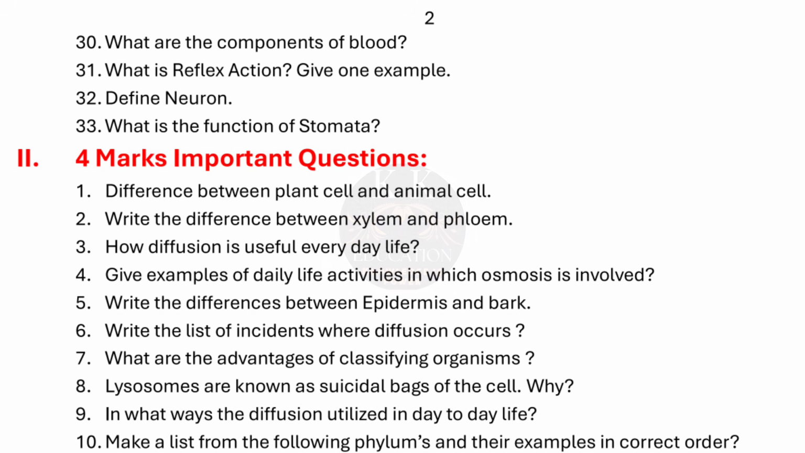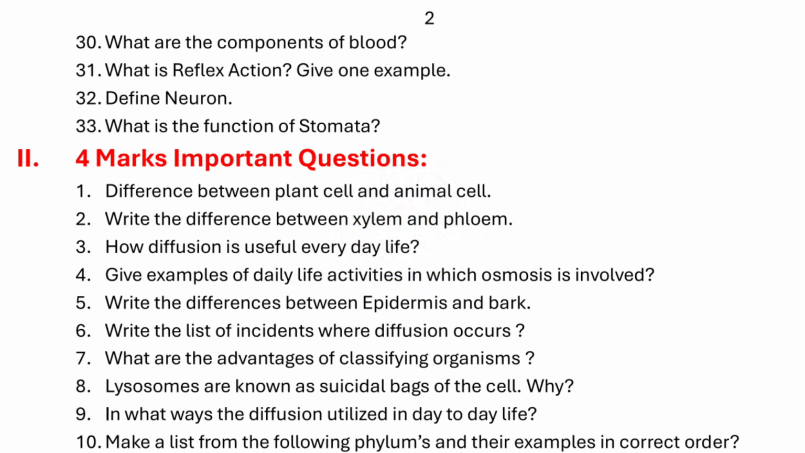Fifth: write the difference between epidermis and bark. 6. Write the list of incidents where diffusion occurs. 7. What are the advantages of classifying organisms? 8. Lysosomes are known as suicidal bags of the cell. Why? 9. In what ways is diffusion utilized in day-to-day life?